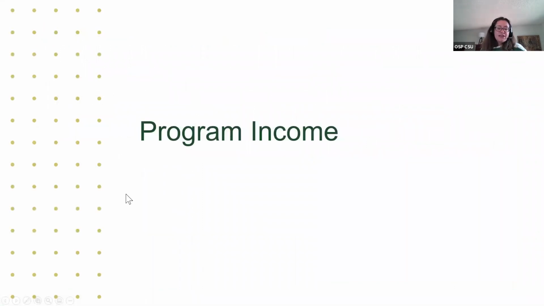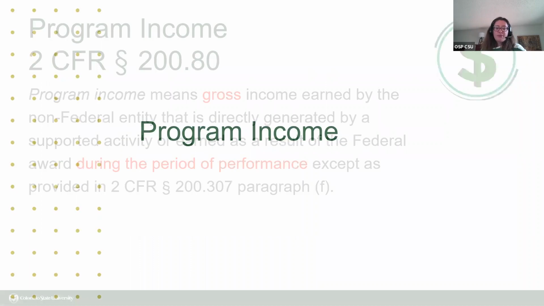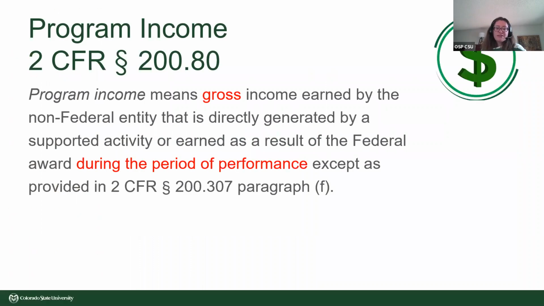Okay, let's talk program income. Program income is defined in uniform guidance as gross income that is earned by us, the non-federal entity or awardee, that is directly generated by a supported activity or earned as a result of the federal award. And the key areas are in red. It's the gross income, and it's during the period of performance. And then there are some exceptions, okay? But generally, it's that income that is earned during the period of performance.